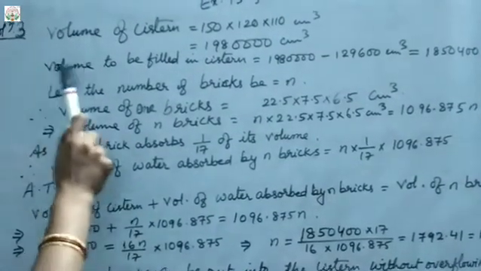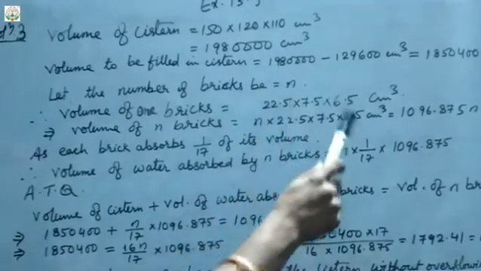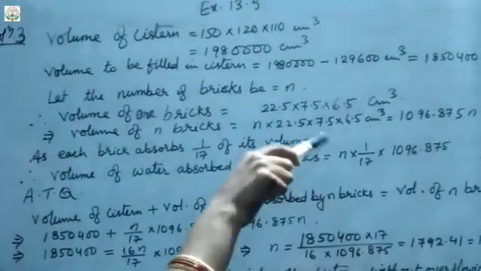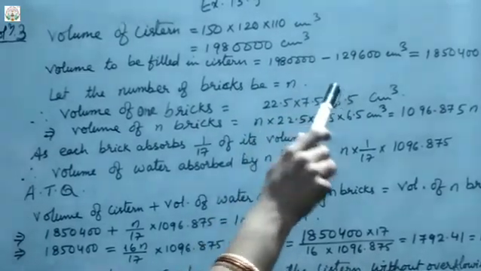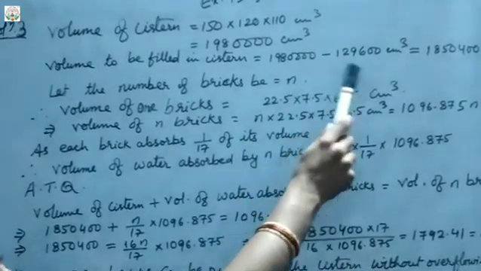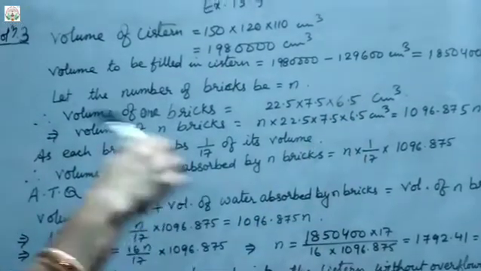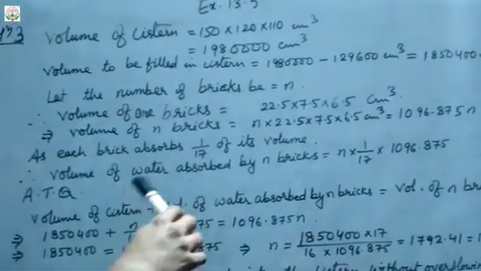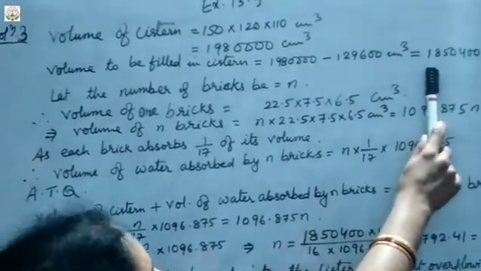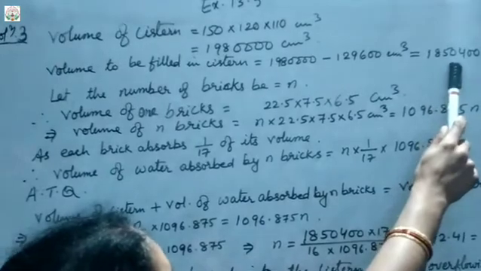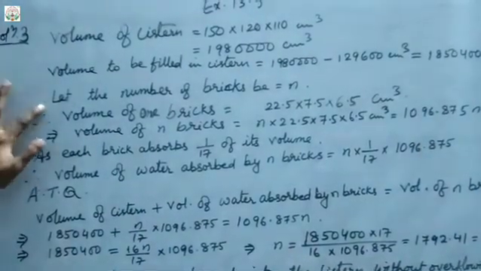Okay. Now volume to be filled in the cistern will be how much? The volume of water is already given, how much it is there in the cistern. So total volume minus volume of water, that much can be filled by the bricks. Clear? So on subtracting how much you will get? That is 18,50,400 cubic centimeter.